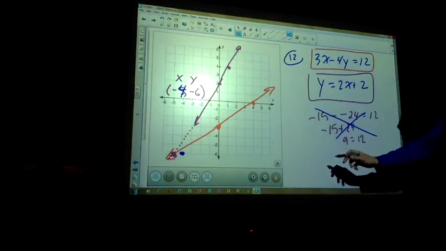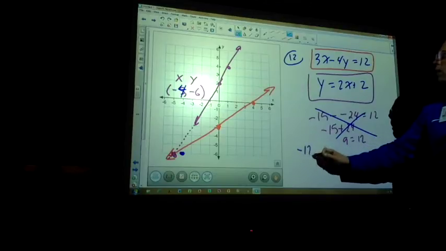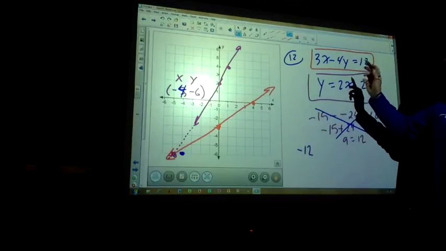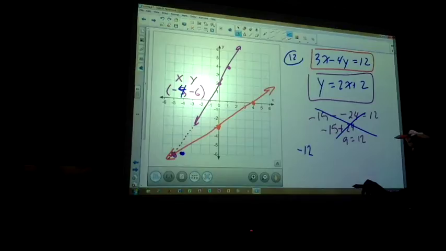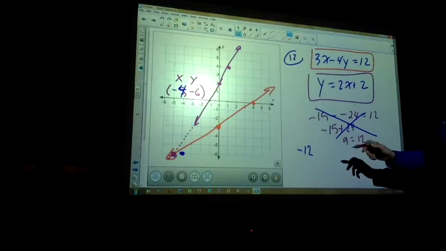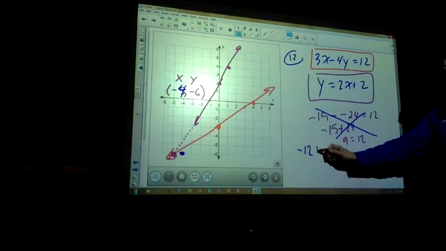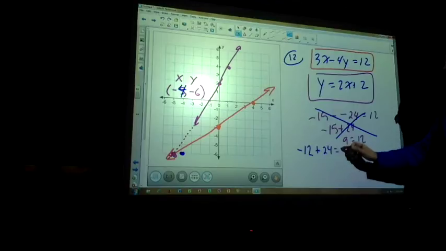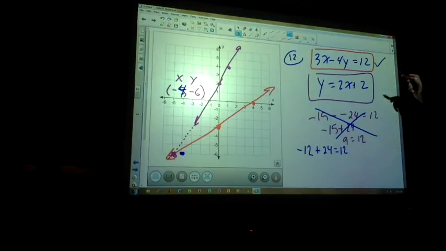So 3 times negative 4 is negative 12, right? And negative 4 times negative 6 is positive 24. Hey, that looks like that's going to work. That gives us 12 equals 12. It works. Awesome.